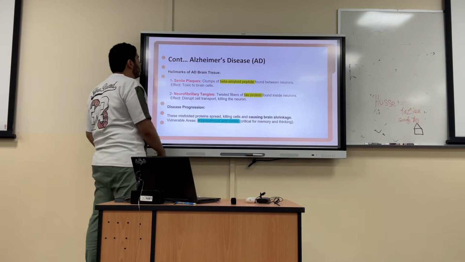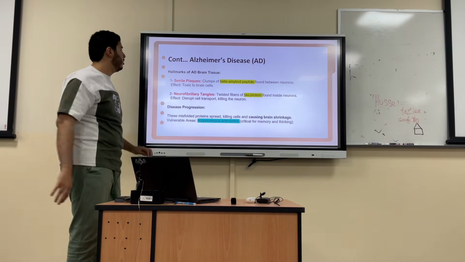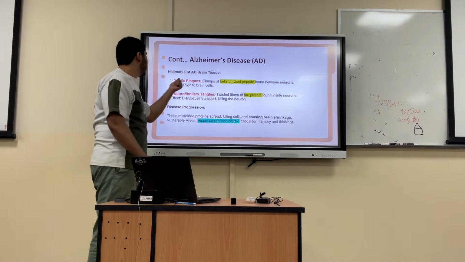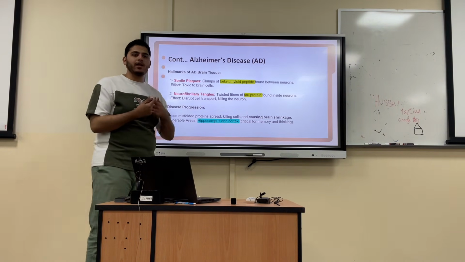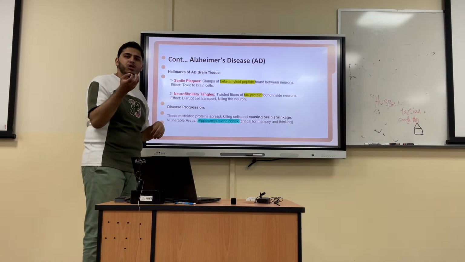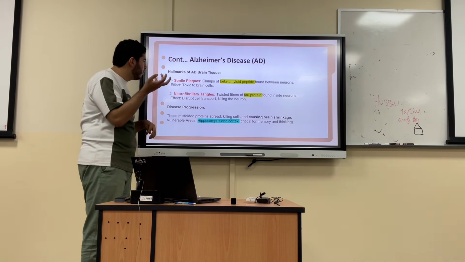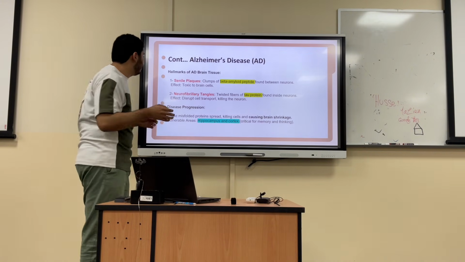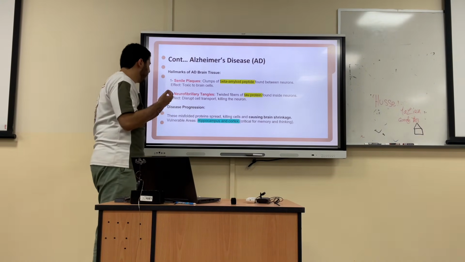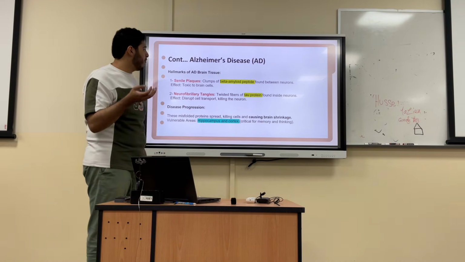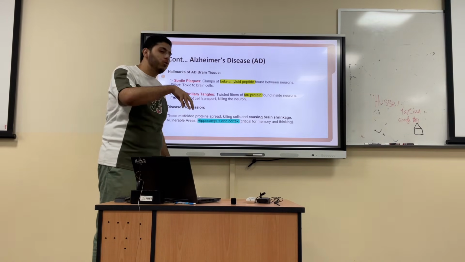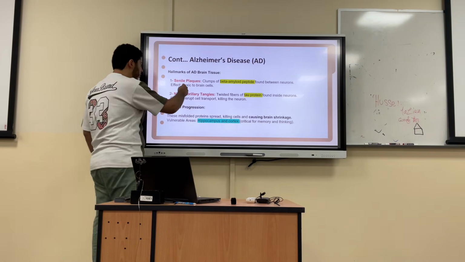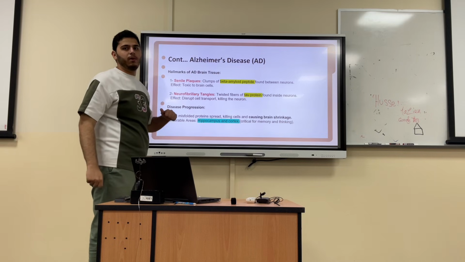The hallmarks of Alzheimer's disease in brain tissue: two things accumulate, the senile plaques and the neurofibrillary tangles. Senile plaques are an accumulation of beta amyloid peptides between the neurons, which is toxic to the brain cells. And the neurofibrillary tangles are made of the tau protein, found inside the neuron. It will accumulate, disrupt the cell transport, and even kill the neuron. So these two are the main causes of Alzheimer's disease.